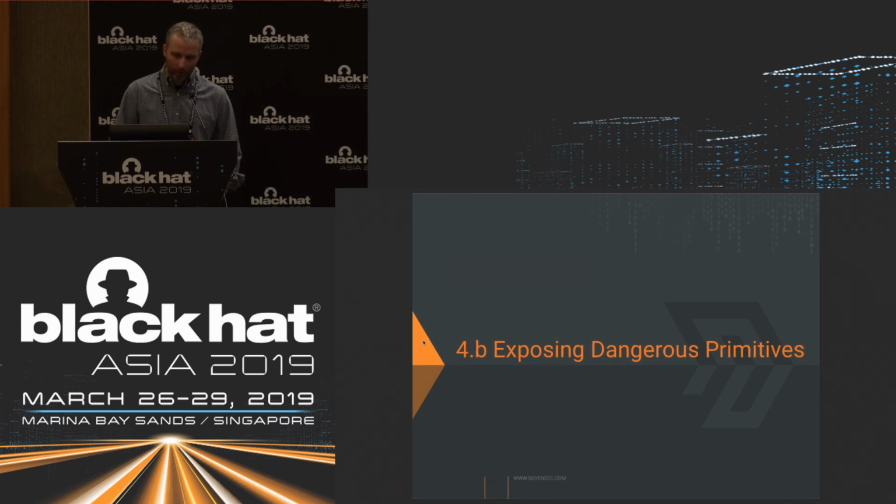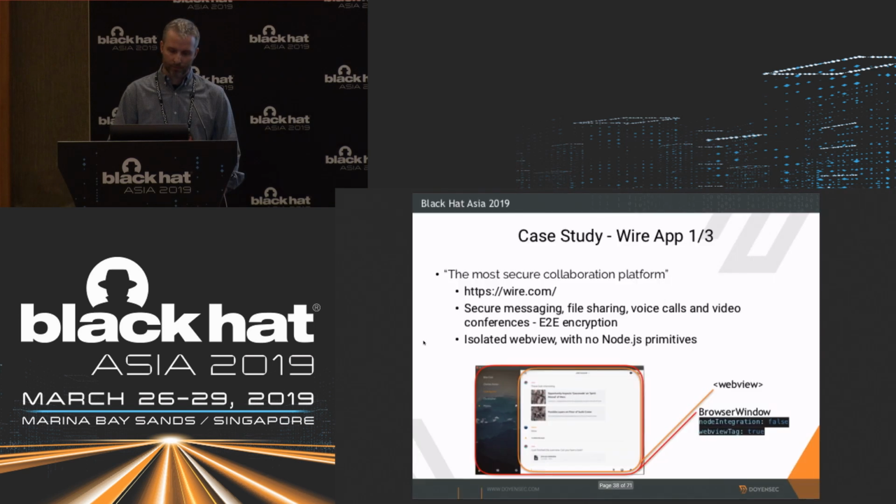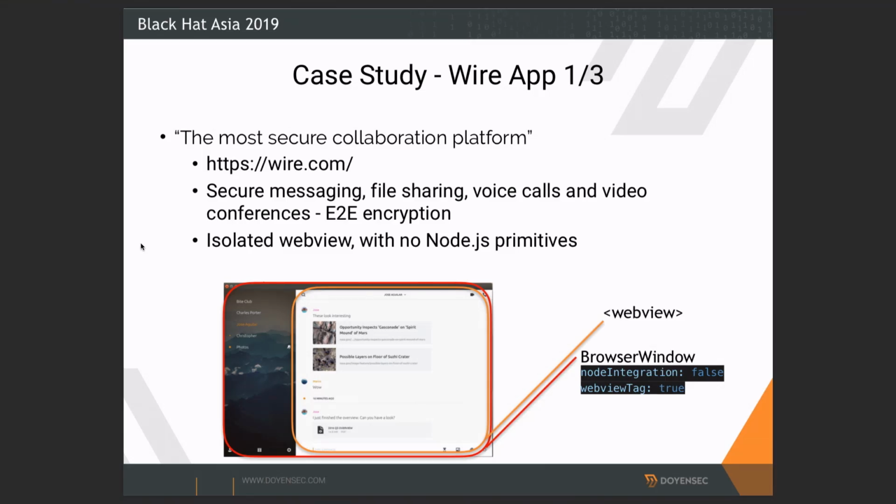But let's go into the second category, which I think is the most interesting one, and it's about exposing dangerous primitives. We'll see this example with a very popular app, Wire, which is an end-to-end encryption messaging app. They market themselves as the most secure collaboration platform. The desktop app is built by having a browser window that has nodeIntegration false, but allowWebview, and the actual content where you render the messages is inside a webview.